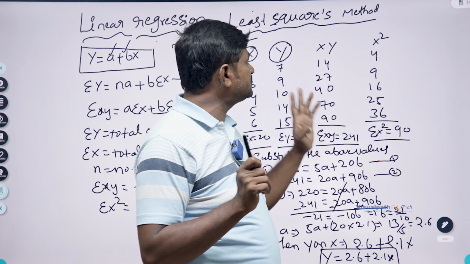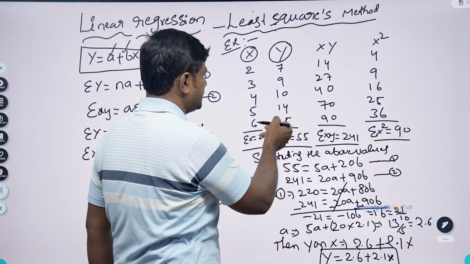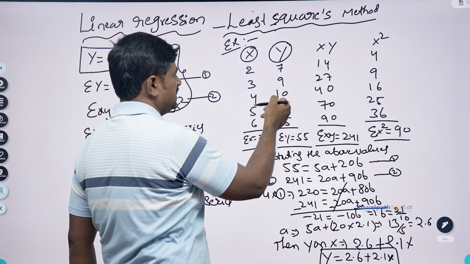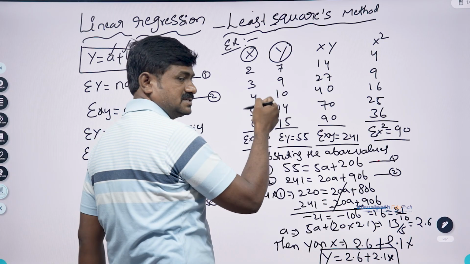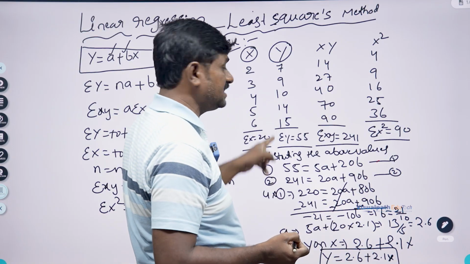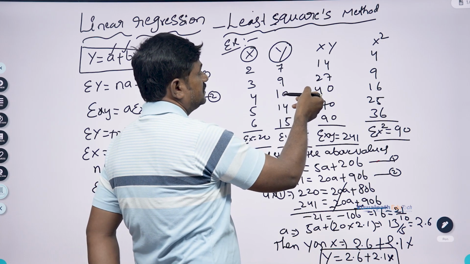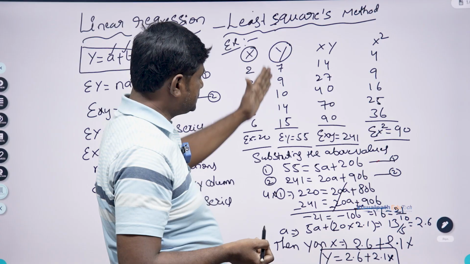For this purpose, we have to calculate sigma x first. This is the x series, and this is the y series. Sigma x means 2 plus 3 plus 4 plus 5 plus 6: 2 plus 3 is 5, plus 4 is 9, plus 5 is 14, plus 6 is 20. Similarly, for the y series, sigma y is 7 plus 9, 16, plus 10, 26, plus 14, 40, plus 15, 55. So this is sigma y.